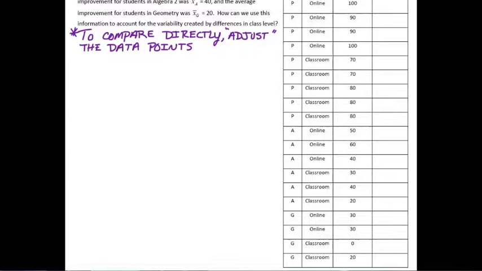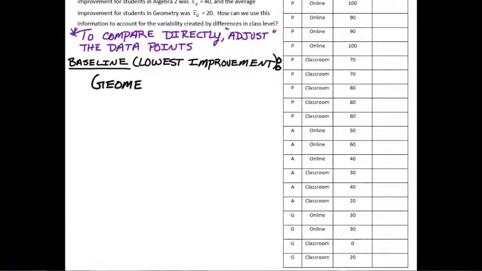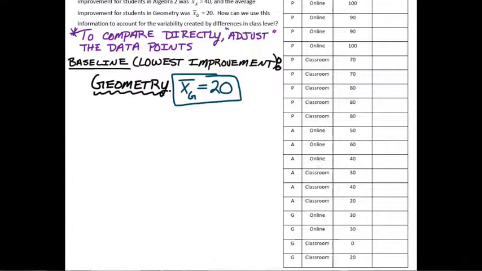Okay, so scrolling down here, now we're going to have a baseline. Since the lowest average was 20, geometry was an average of 20. To be able to compare that with pre-calculus and algebra 2, I'm going to use that for my baseline. So my baseline is no longer 0. The lowest improvement average that we saw was geometry, and that was a mean of 20. So I'm going to use that to adjust all my scores.